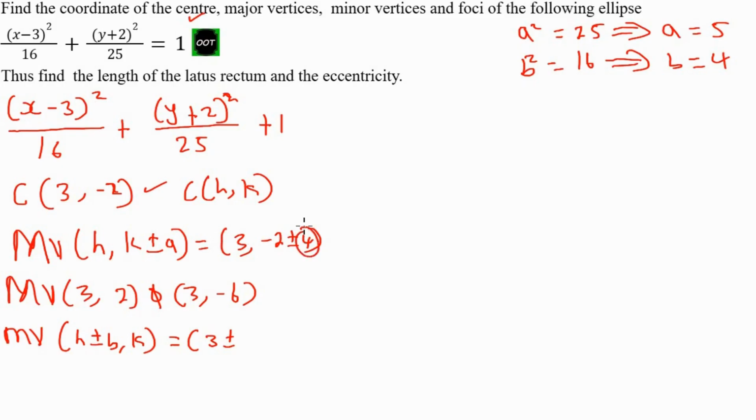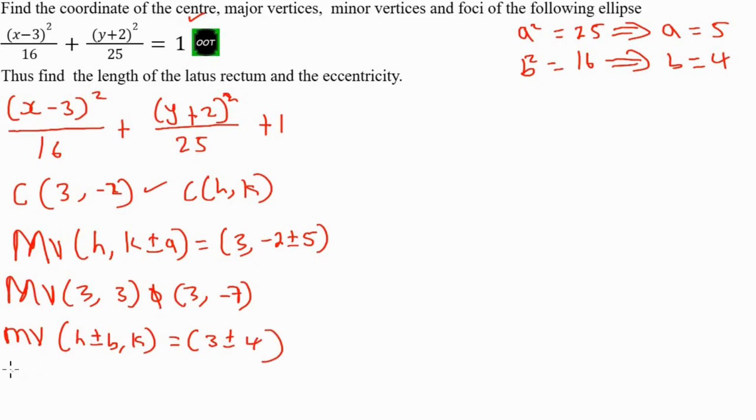Excuse me. I made a mistake here. Instead of 4, it's supposed to be 5. This is supposed to be minus 2 plus or minus 5. That's the value of A. I instead put the value of B. Okay? And this will not be 2. And this will not be minus 6. So minus 2 plus 5 is 3. That should be 3. And this should be minus 2 minus 5 is minus 7. Excellent. So that will be 3 plus or minus the value of B is 4.